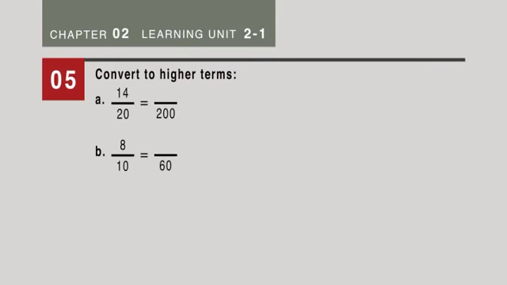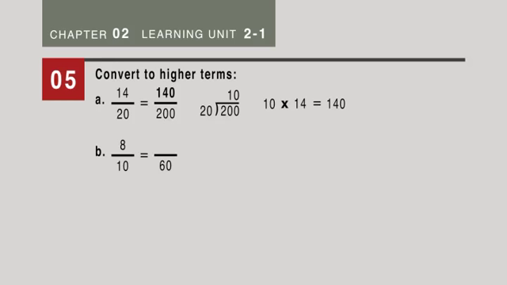For number 5, we're going to convert to higher terms. And we've got 14 over 20 equals what over 200? So we have to determine how many times 20 goes into 200. So 20 goes into 200 10 times. Then we're going to take that 10, multiply it by the 14. So we have 10 times 14 is 140. So our 14 over 20 actually equals 140 over 200.